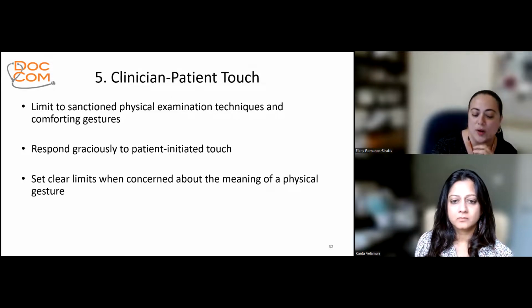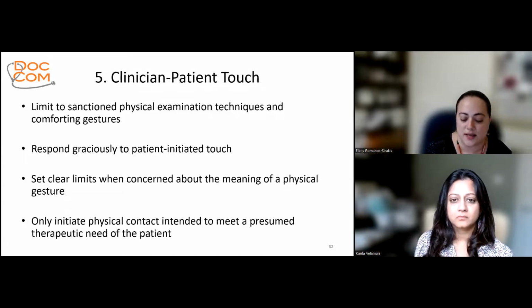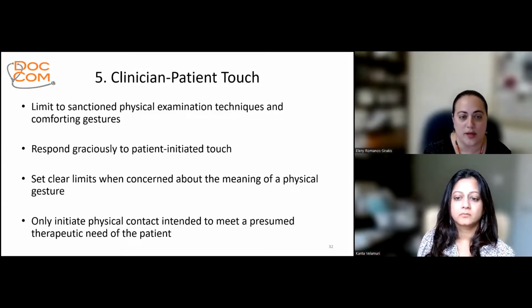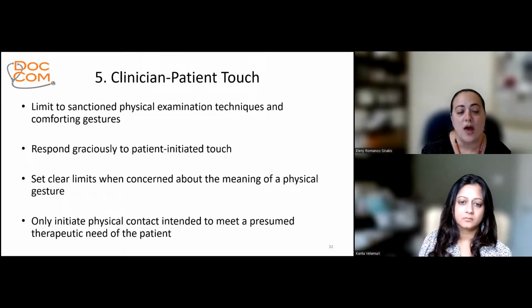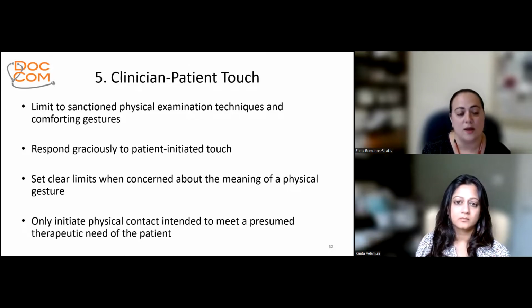The other thing is you want to set clear limits. So that's the recurring theme here, is that you always want to set clear limits when you're concerned about the meaning of a physical gesture, and only initiate physical contact intended to meet a presumed therapeutic need of the patient. So that's a really important part here. When we're trying to comfort a patient, our goal with any touch on the shoulder or hand is really to meet the therapeutic need of the patient. And your physical exam is obviously meant to obtain the data you need to appropriately treat the patient.